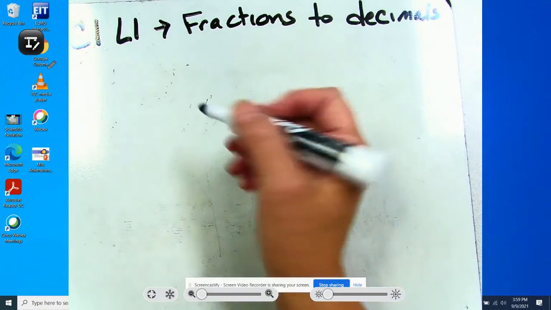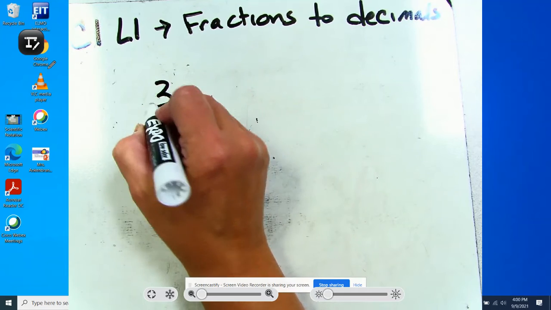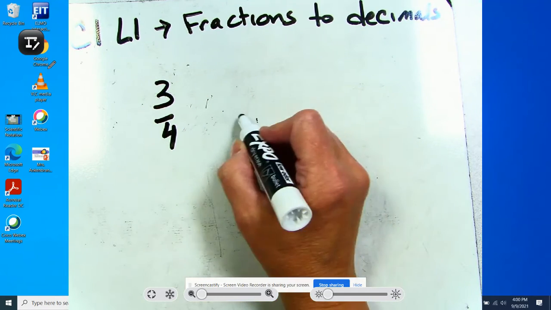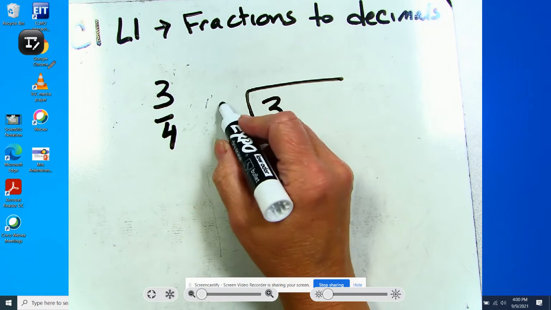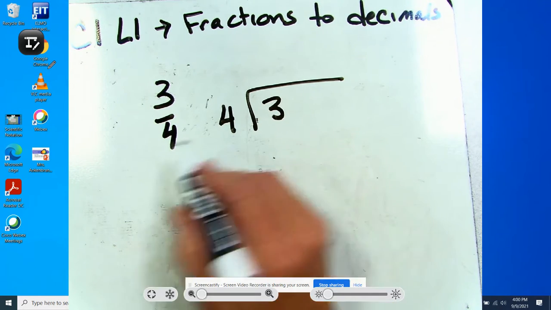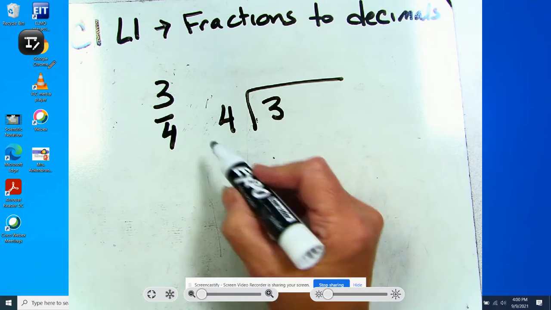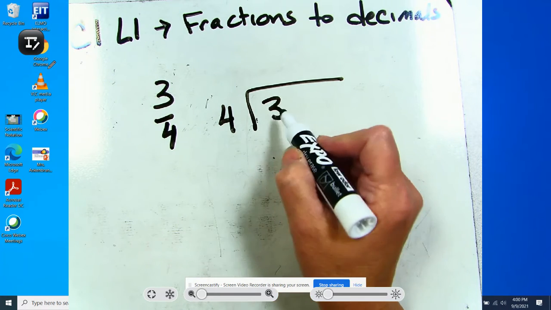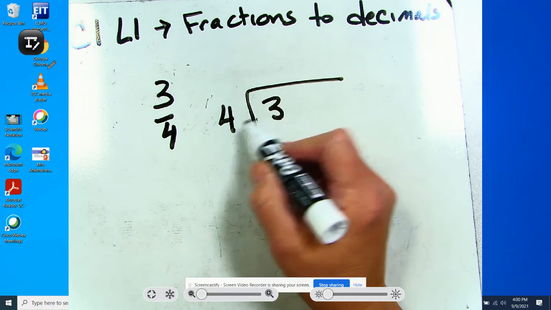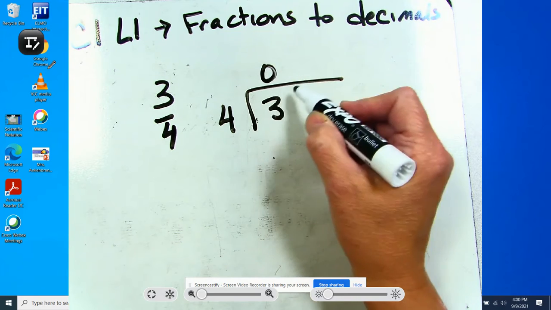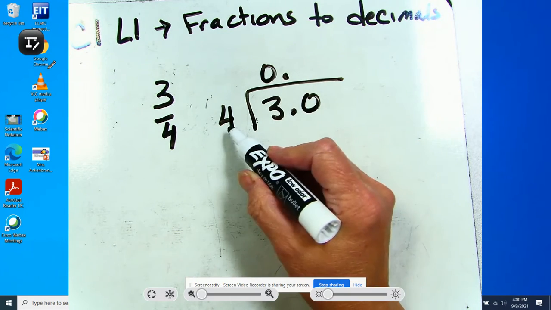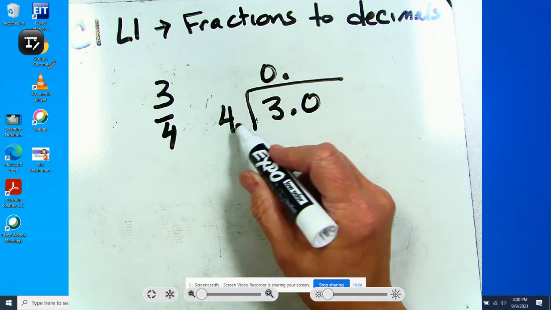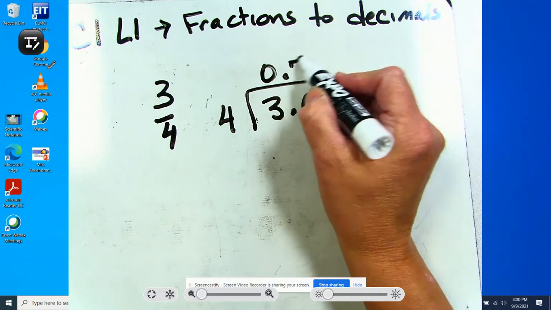It's very simple. If you had the fraction 3/4, you would take the top number, the numerator, and put it in and the denominator out. And you would then do long division. You would say 3 divided by 4. You can't divide 3 by 4, so it's 0. We'll put a decimal and a 0 here. Now we're going to divide 30 by 4. 30 divided by 4 is 7.